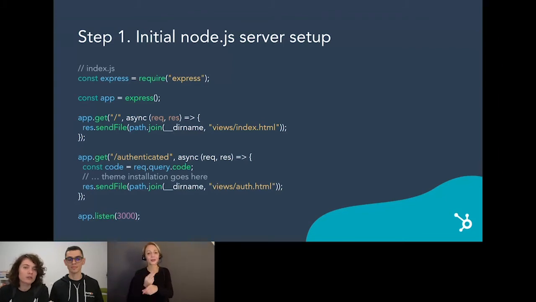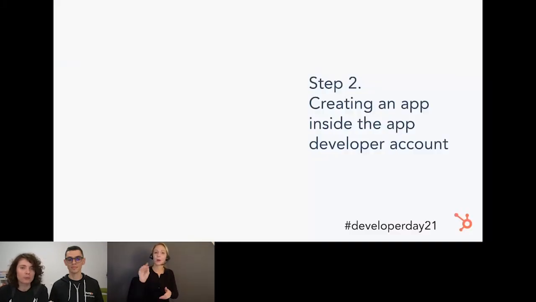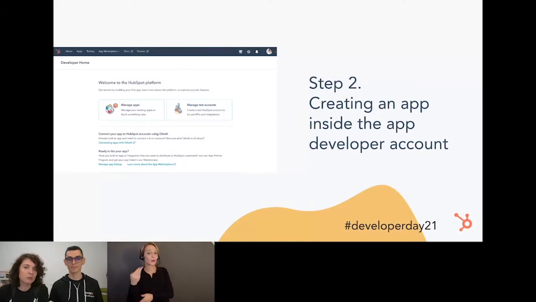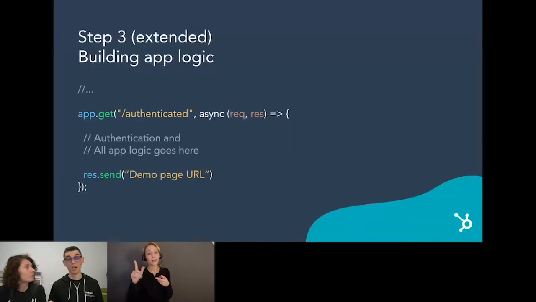For that, we need to register a new HubSpot app. In order to create a HubSpot app, you'll need to have an app developer account. You can create HubSpot apps only from these accounts. This process is pretty simple. To create an app, all you need is a name and a redirect URL. So what's next, Roman? Next, we can move to build an app logic.